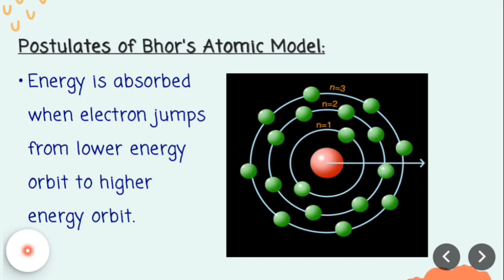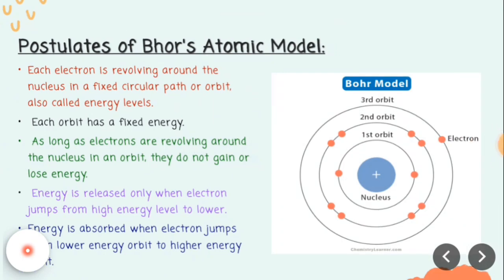For example, we have this electron in orbit number 1 and it jumps to orbit number 3. Here the energy will be absorbed. These were the postulates of Bohr's atomic model.